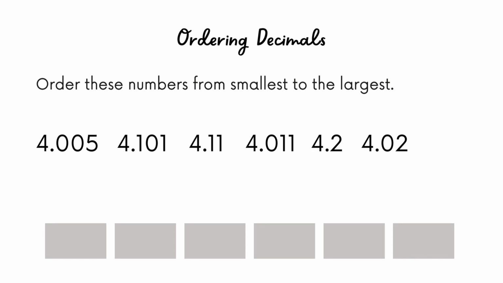The first number we have is 4.005. The next one is 4.101. The third one is 4.11. The fourth one is 4.011. The fifth one is 4.2, and 4.02.